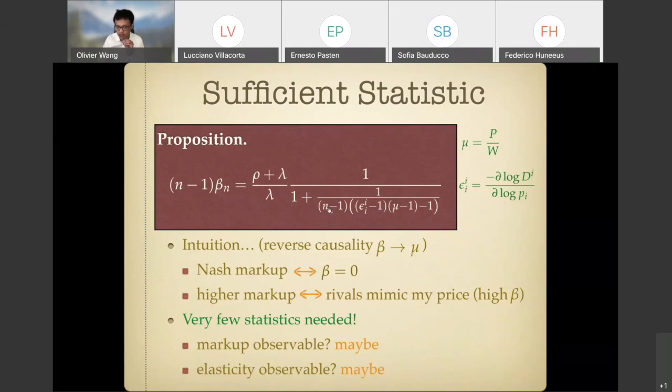But the thing is, when I say concentration is amplifying, it's because the effect that concentration has on the markup is actually going to be stronger than this direct effect of n. But we can come back to that later.